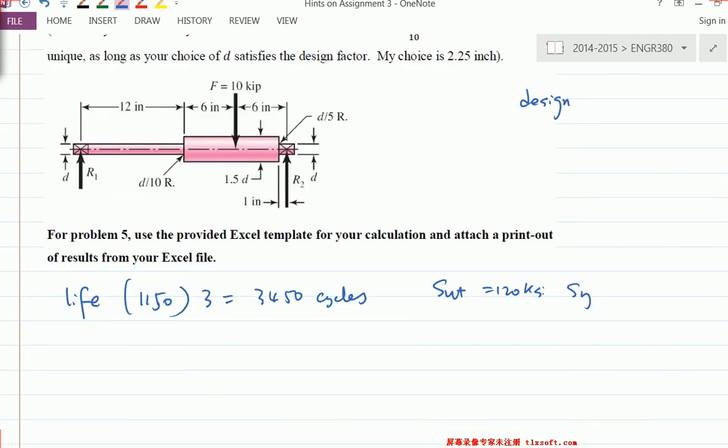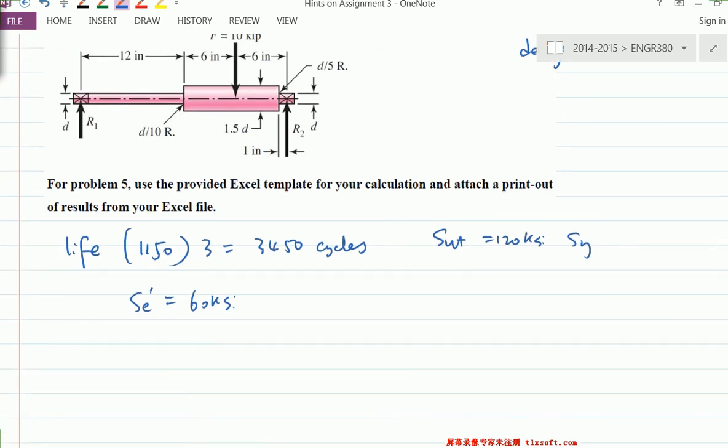So then we can find our Se prime. Alright, so we will need basically the fatigue stress concentration factor. So we will need the Kf.